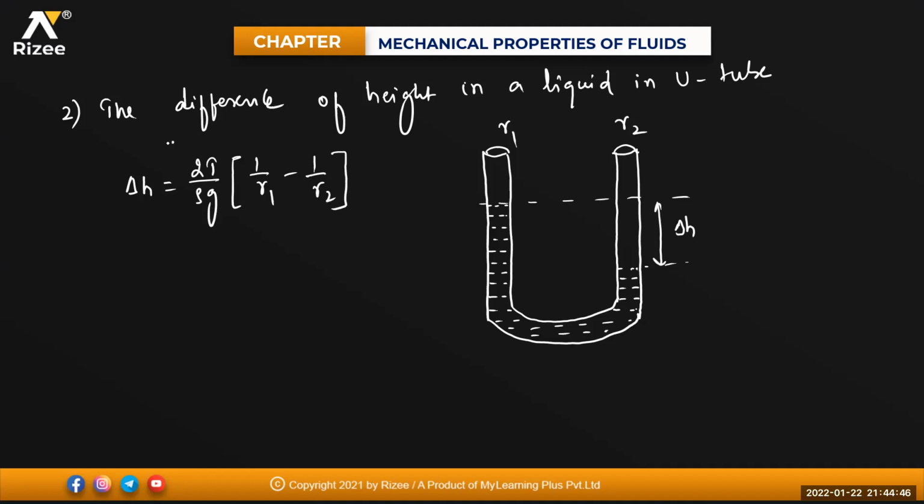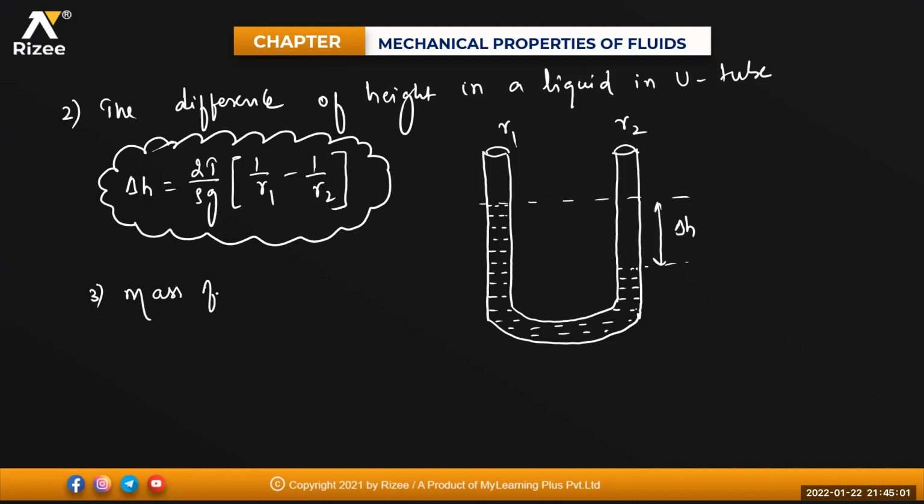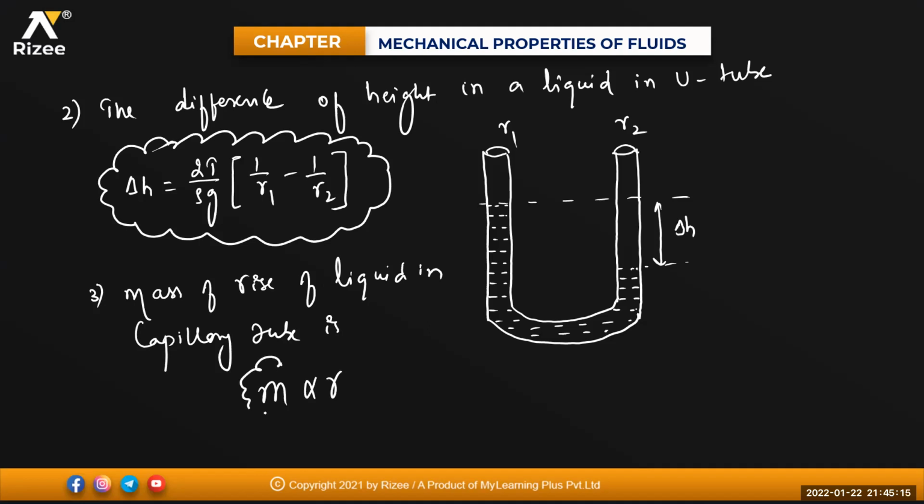This is the formula. Delta H is equal to 2T by rho g into (1 by R1 minus 1 by R2). Very, very important bit. And one more important point: the mass of rise of liquid in a capillary tube is directly proportional to R. This was once already asked in the NEET examination, beta. Mass is directly proportional to R.